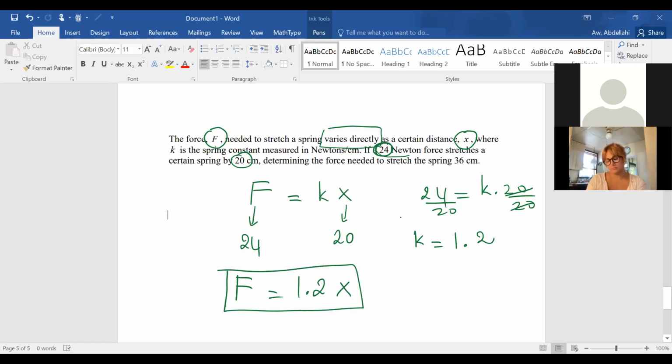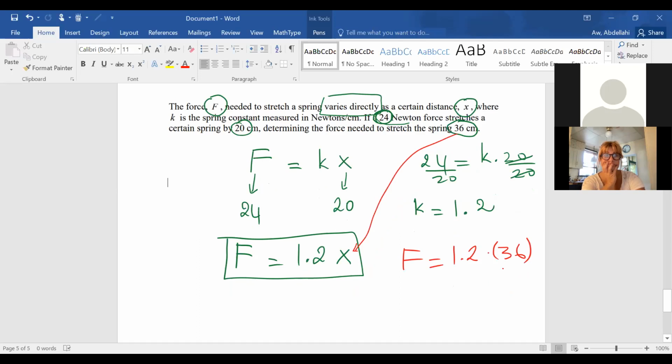Now determine the force needed to stretch the spring by 36 centimeters, right? I plug in 36 for X or for F? X. For X, exactly. So I have F is equal to 1.2 times 36, which is 43.